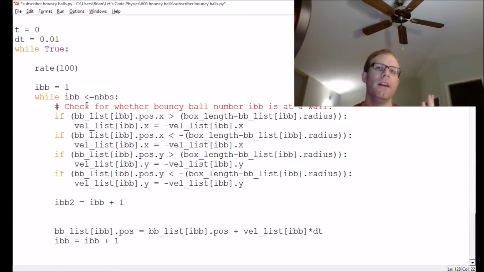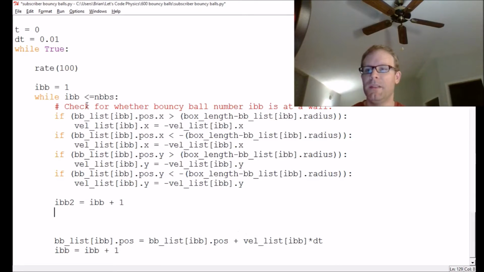The reason it's starting there is that we don't need to check whether this bouncy ball interacts with itself. It's not going to collide with itself. And also because we don't need to do any double counting. So for example, if for each one I start from 1 and go up to the number of bouncy balls, then I'm going to have combinations like 2 and 3, and then 3 and 2, and that means I'm going to double count that interaction, and I don't want to do that. Number 1, it would result in some unphysical stuff, and number 2, it costs me too much computer time.